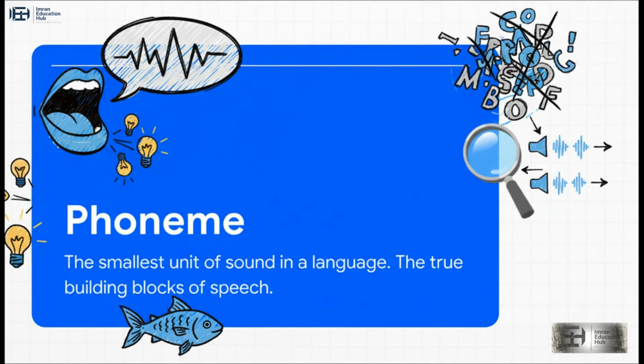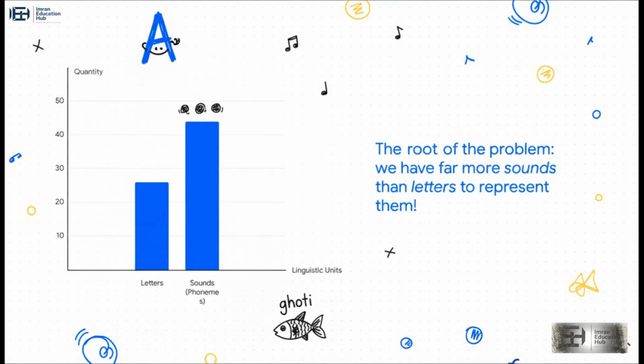Now, the technical term for one of these individual sounds is a phoneme. A phoneme is just the smallest unit of sound that can actually change the meaning of a word. So for example, the sounds p and b are phonemes because they're the only difference between pat and bat. These are the real atoms of spoken language. And here, right here, is the root cause of the entire problem. The English alphabet has only 26 letters, but spoken English uses around 44 distinct sounds, or phonemes.